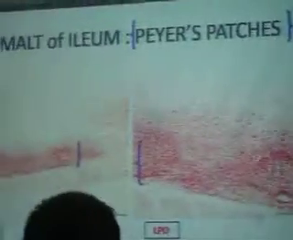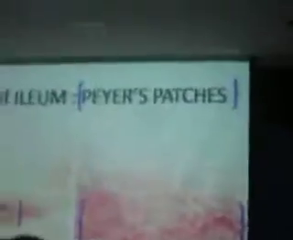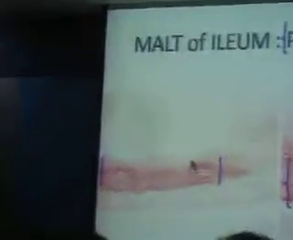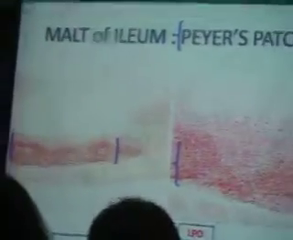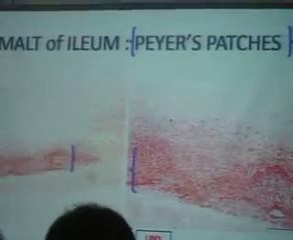Simple columnar epithelium. But for your M cells, for example here, in between the columnar cells, you may find dome-shaped epithelial cells. What's the function of M cells? Antigen catching. What's the function of M cells?